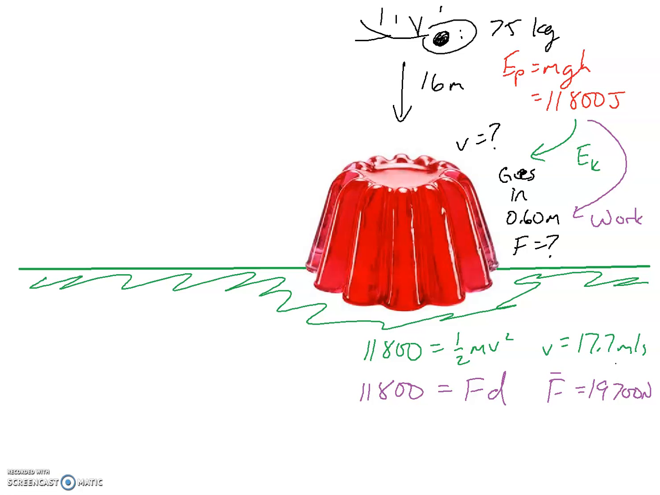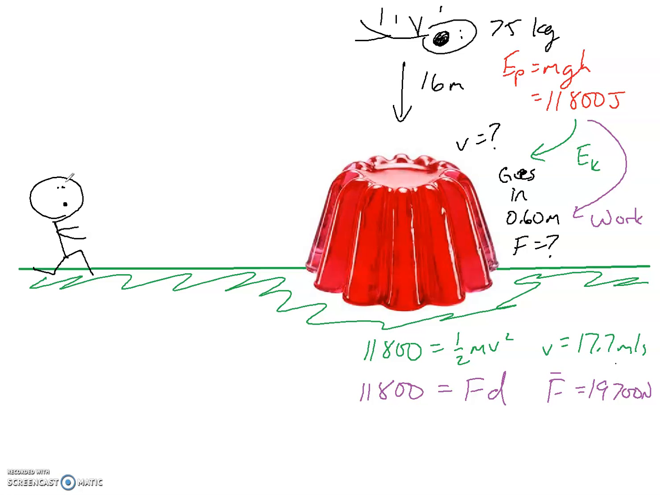So now let's build on this situation a little bit. Suppose this 75 kilogram skydiver, so to speak, has a buddy, and the buddy is coming along and is going to try and help by trying to catch the person. And for some reason they don't notice the jello, but they are going to try and catch the person.